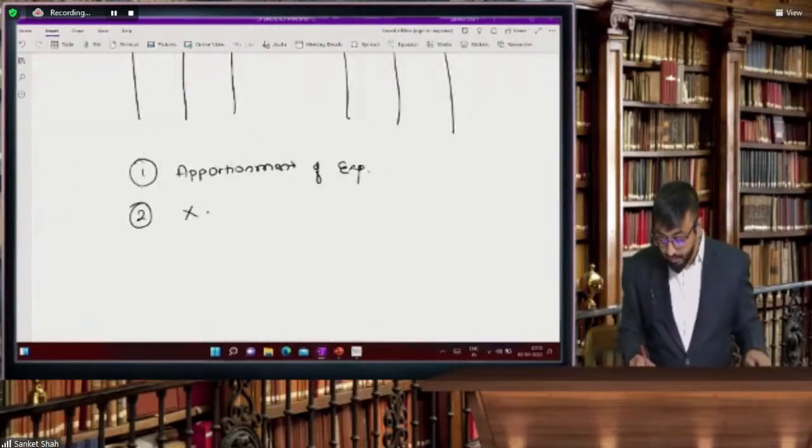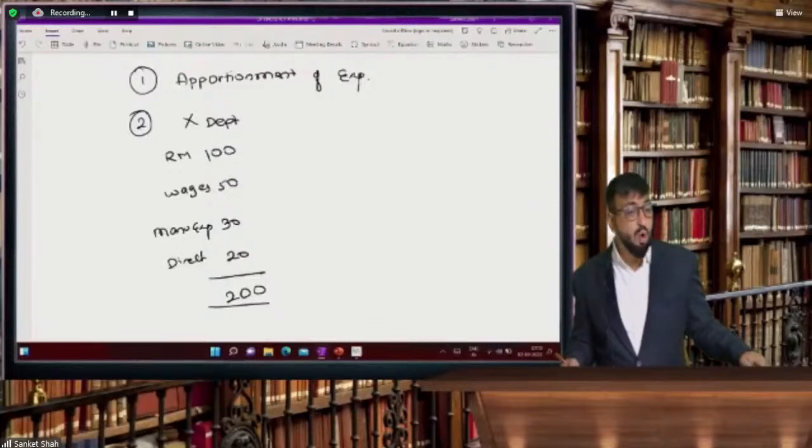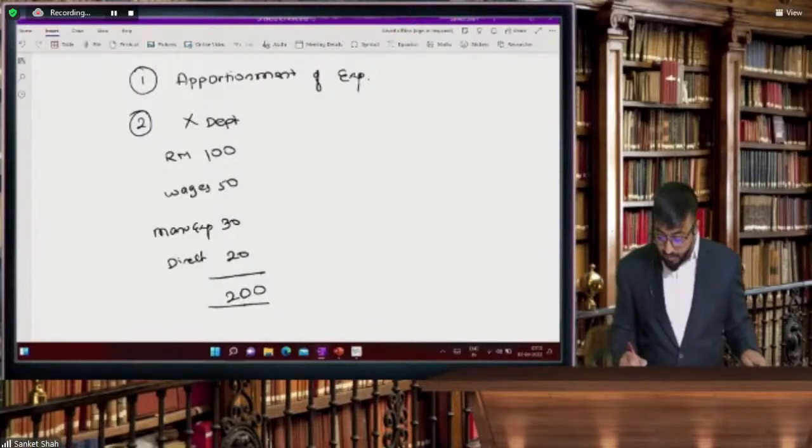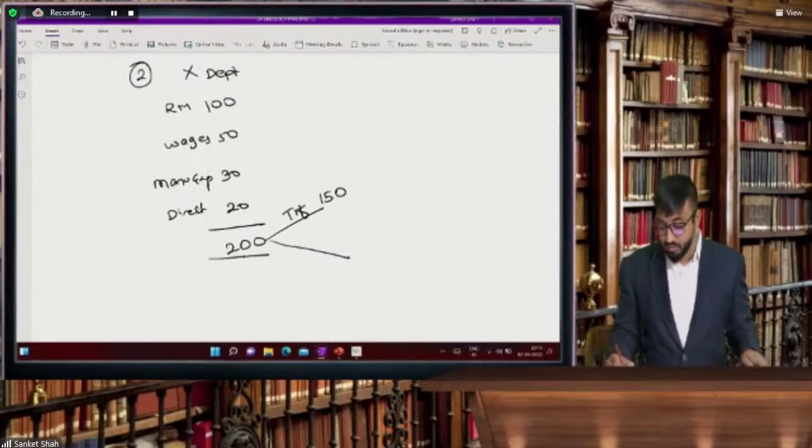Now X department has its own cost: raw material 100, wages 50, manufacturing expenses 30, and direct expenses 20. So beta, the cost to X department is 200. Out of this, they transfer 150 rupees worth of goods to department Y, and the remaining is closing stock of 50 units.